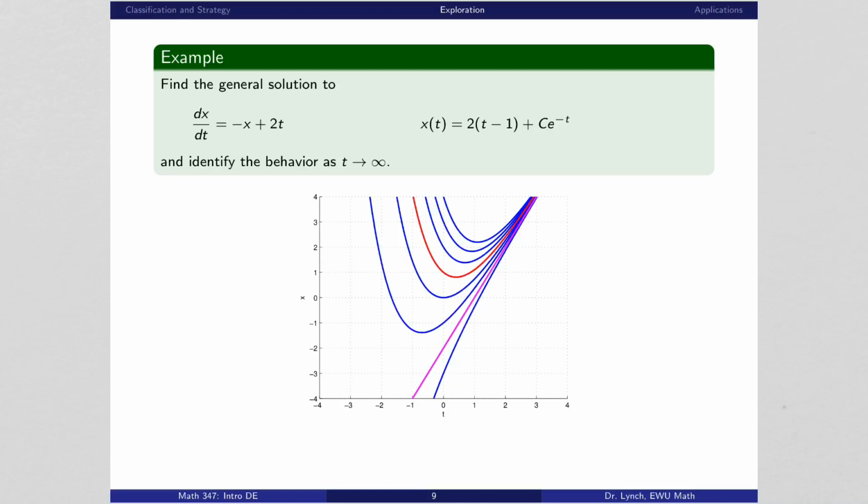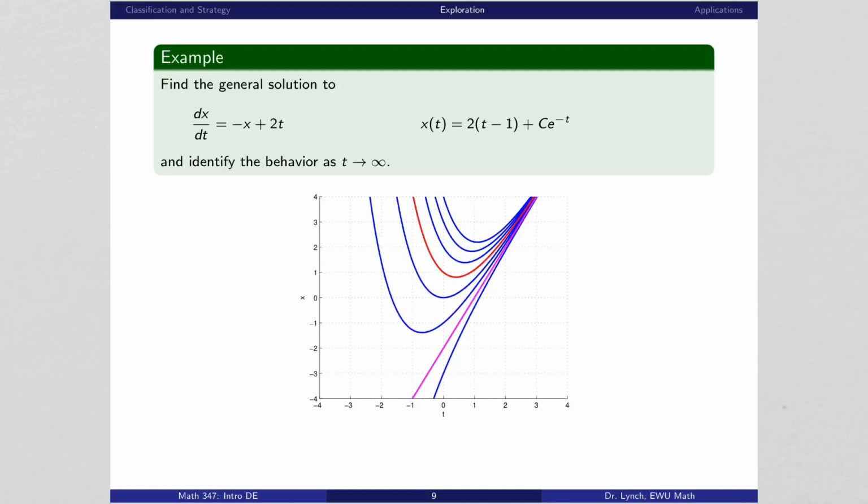The red one is one that goes through x equals 1 when t equals 0, and the magenta one is one that goes through -2 when t equals 0. It turns out that that magenta curve corresponds to a constant capital C equals 0, so you actually just end up with the first order polynomial 2t minus 2, or 2 times quantity t minus 1, is the solution in that case.